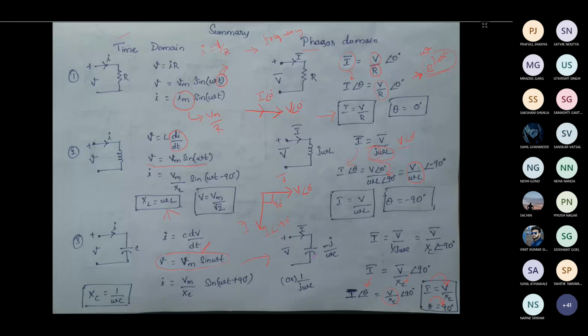Similarly, for a capacitor, we are taking V as reference. This is V angle 0 degree. For this, the current is leading the voltage by 90 degree. So the angle is 90 degree, and here you are getting I angle plus 90 degree. For plus, we move in the anti-clockwise direction. For minus, we move in the clockwise direction.